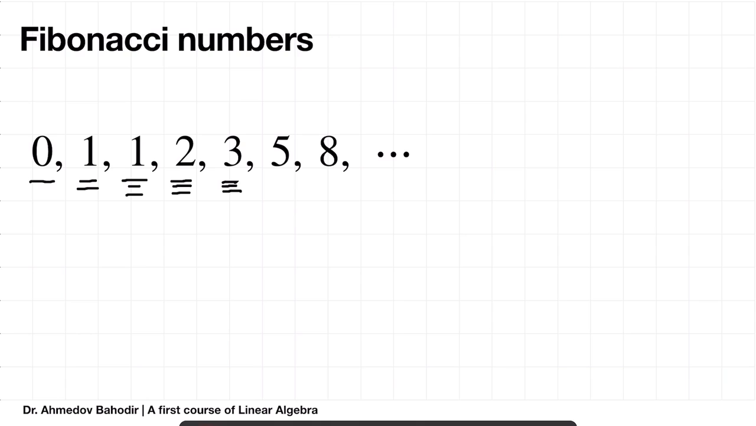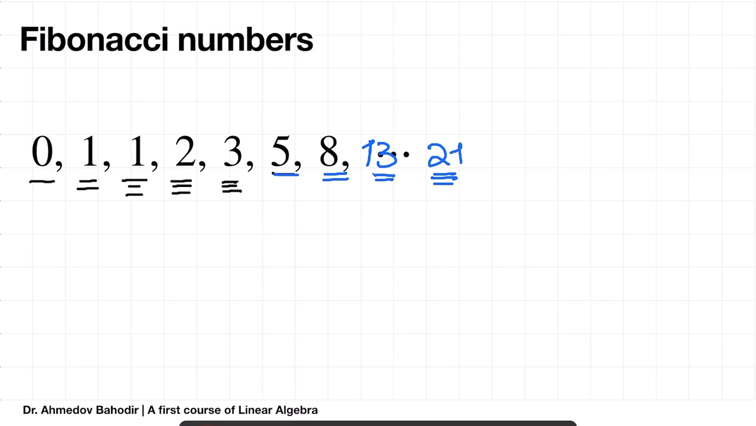For example, if you add 5 and 8, the next term is going to be equal to 13. If you add 8 and 13, the next term is going to be equal to 21, and so on. So this is how it works.